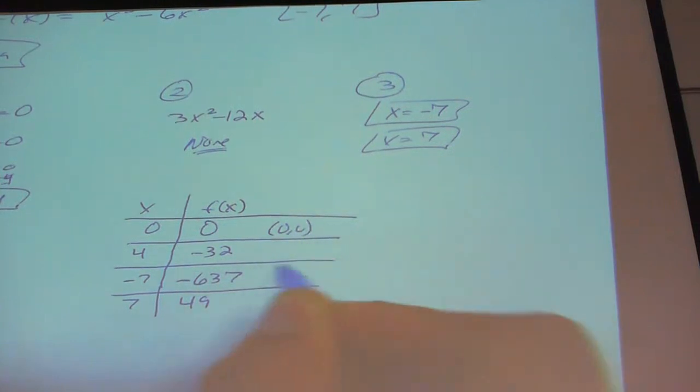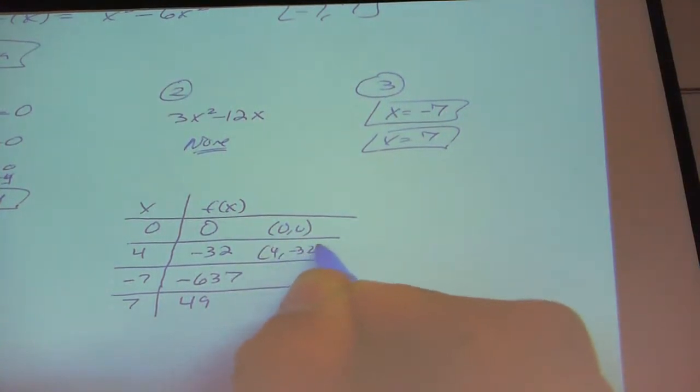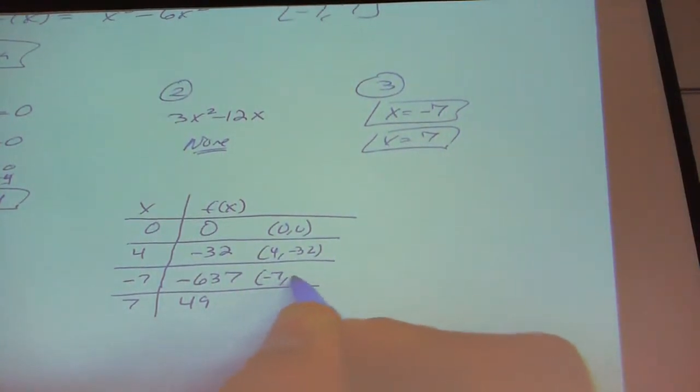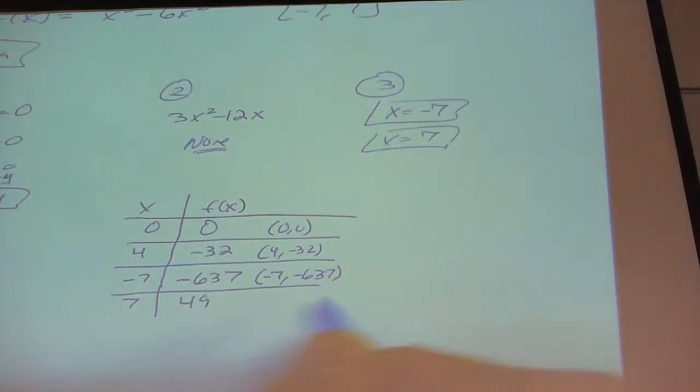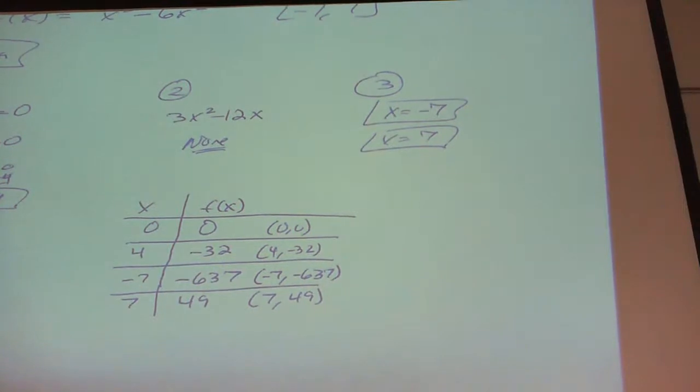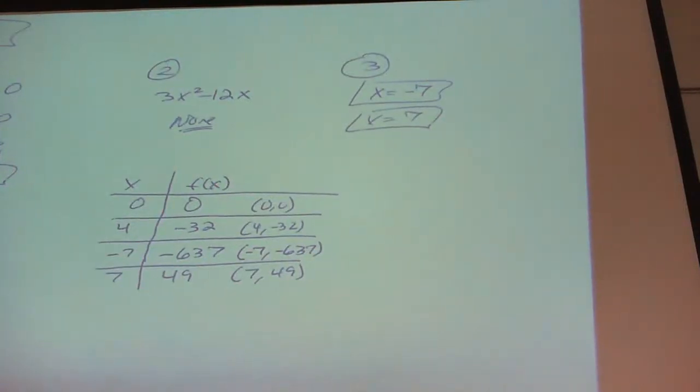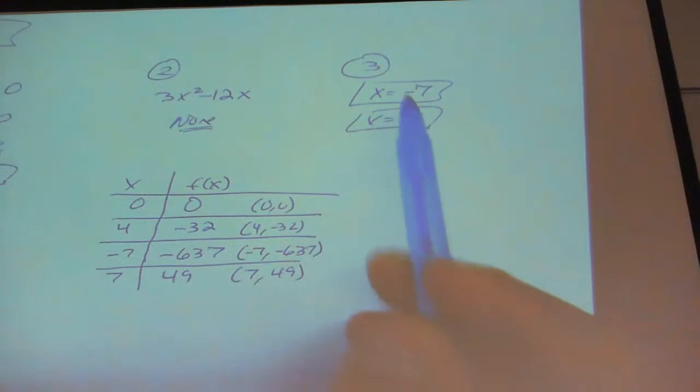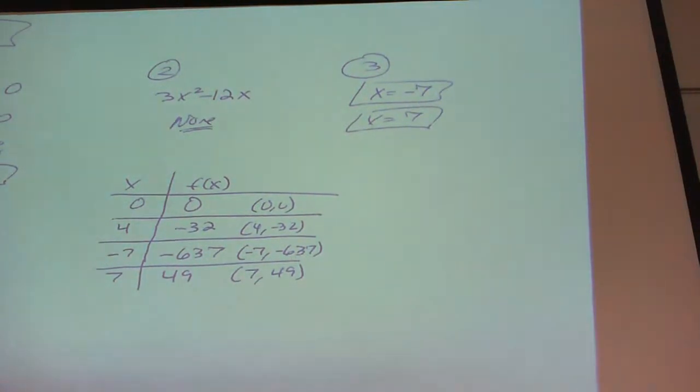I need to check 0, 0. I need to check 4, comma, negative 32. I need to check negative 7, comma, negative 637. I need to check 7, comma, 49. Now, I will say that in the slides, they made a mistake. It's not supposed to be negative 7 to 7. It's negative 1 to 7, but we'll just use this. No problem at all.